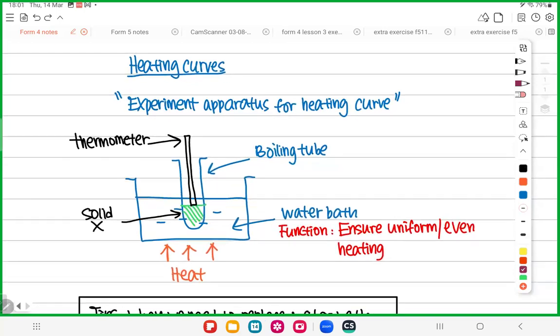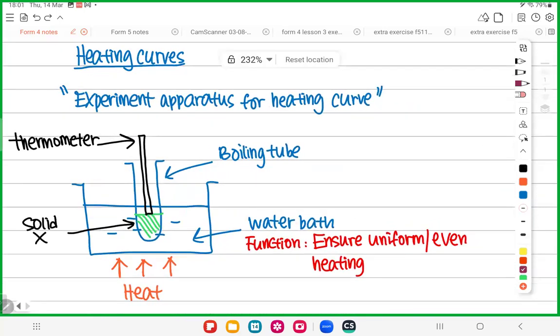So when you use a water bath to do indirect heating, the reason is that you want to ensure uniform heating. You can also say ensure even heating. You want the heating to be equal. You don't want one area hotter than another area. You want all the area equally hot. That's why you do indirect heating. How to do indirect heating? Using a water bath. That's it. This is a very, very popular question in the SPM paper. So make sure everyone knows why we use a water bath.